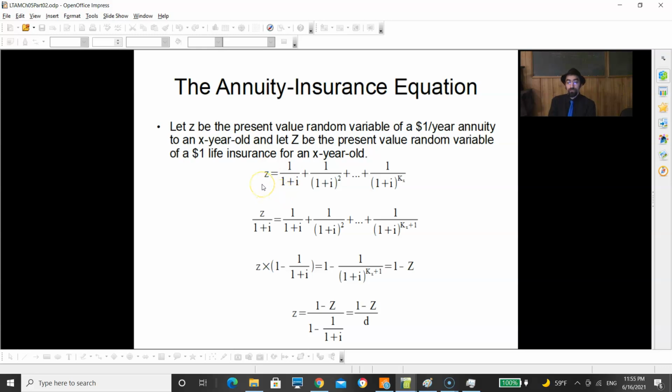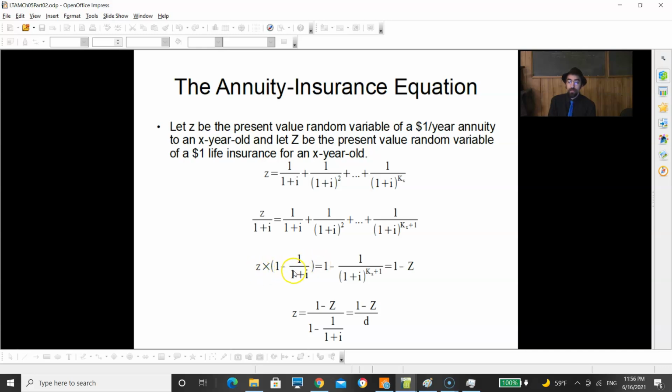So, if you remember curtate notation, right, K sub X, meaning the number of whole years until the person dies, little z equals 1 over 1 plus i plus 1 over (1 plus i) squared, etc., plus 1 over (1 plus i) to the K sub X. We do our geometric series line dance, right? Divide by 1 plus i, take the difference.